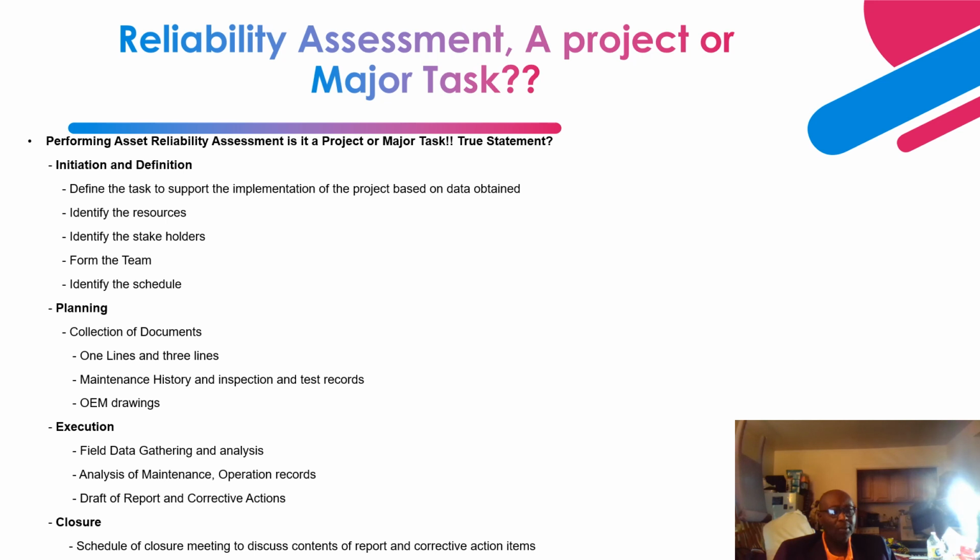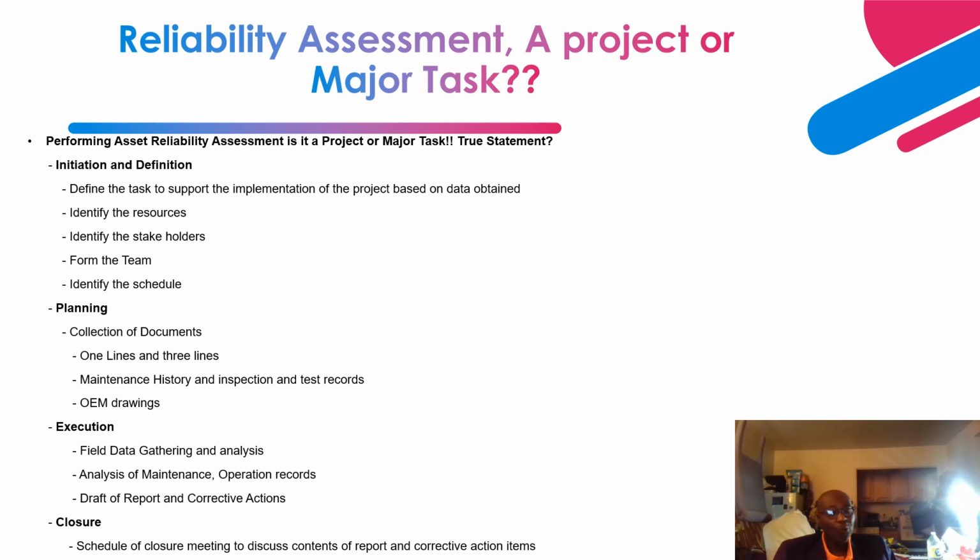It should follow the project life cycle, and it should have an initiation and definition stage where the scope of the reliability assessment is defined and discussed with all stakeholders. Then you need to identify your resources, manpower resources, especially in regards to operation and maintenance that will provide support to you during the day that you are performing this reliability assessment and collection of data.